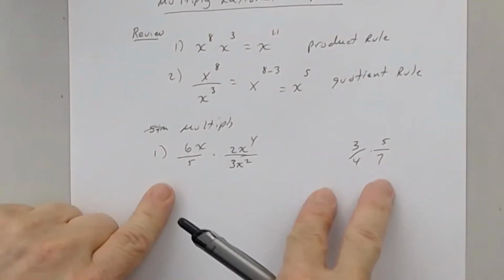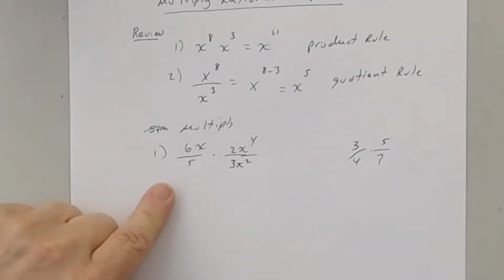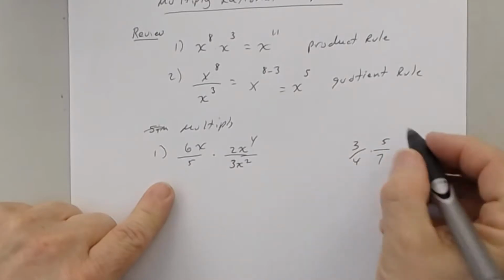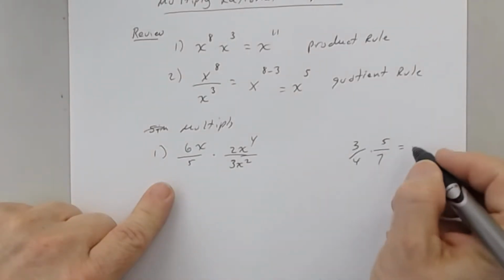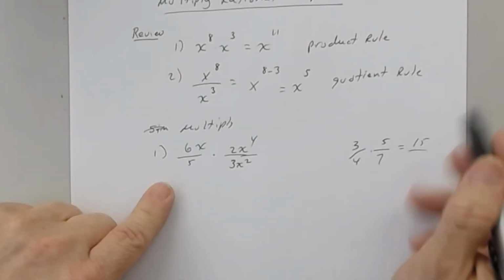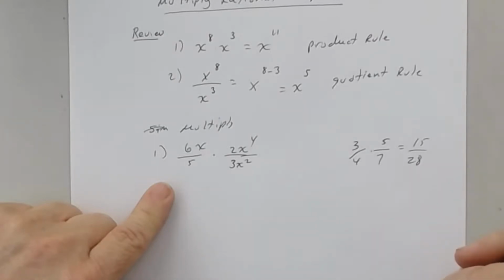What did y'all do to multiply these two fractions? You multiplied the numerators and multiplied the denominators, right? And then you reduced if you could. Or you could have reduced first. It does not matter. I can't reduce anything, so I'm just going to go ahead and multiply the numerators. 3 times 5 is 15. 4 times 7 is 28. You can do the same thing here.